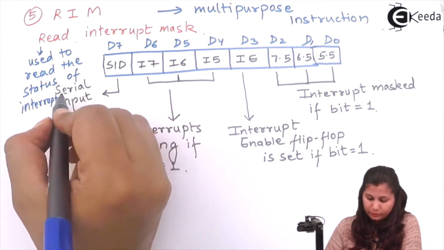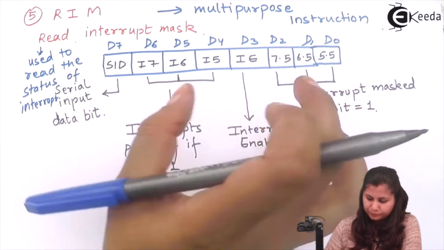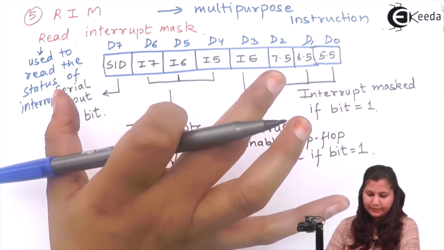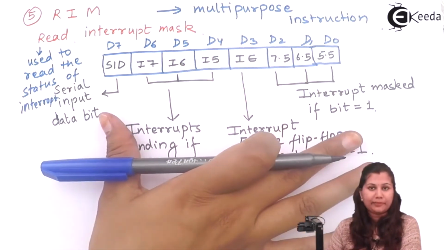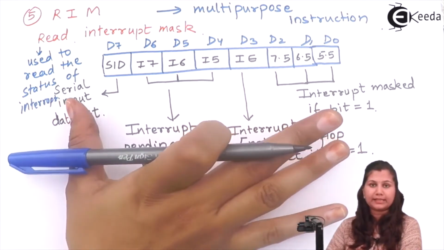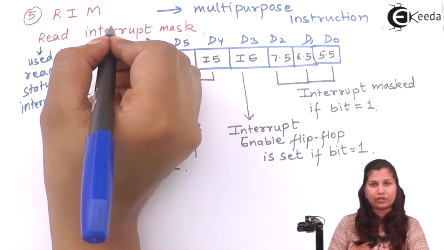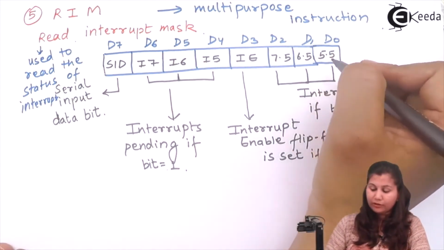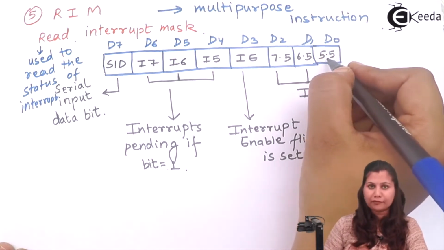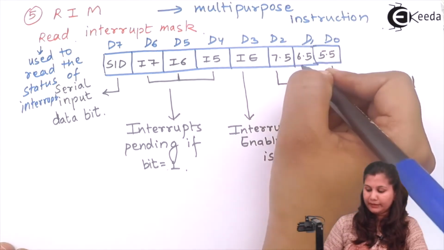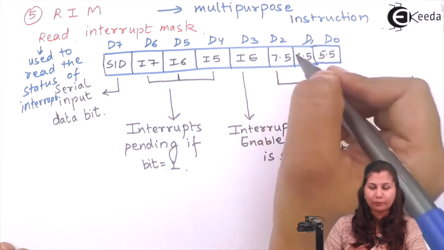and also to define the serial input data bit. Now what it is doing, the 8 bits are loaded in the accumulator with the following interpretations. If there are 8 bits in the accumulator, then how those 8 bits are defined through this instruction RIM. D0, that is the least significant bit, is for the RST 5.5 interrupt. D1 is for RST 6.5 and D2 is for the RST 7.5.